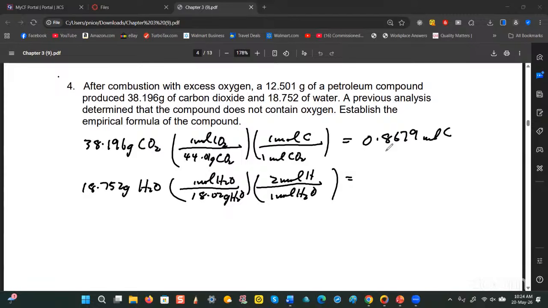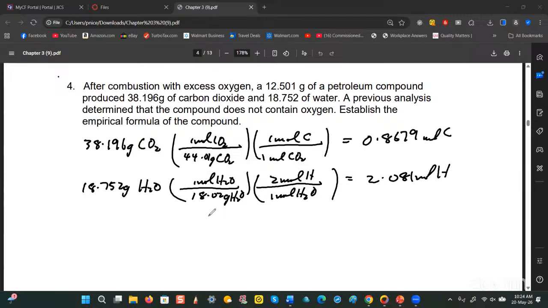So 18.752 divided by 18.02 times 2. Okay, so according to my calculations, this works out to be 2.081 moles of hydrogen, all right? So those are the only 2 elements present, carbon and hydrogen.